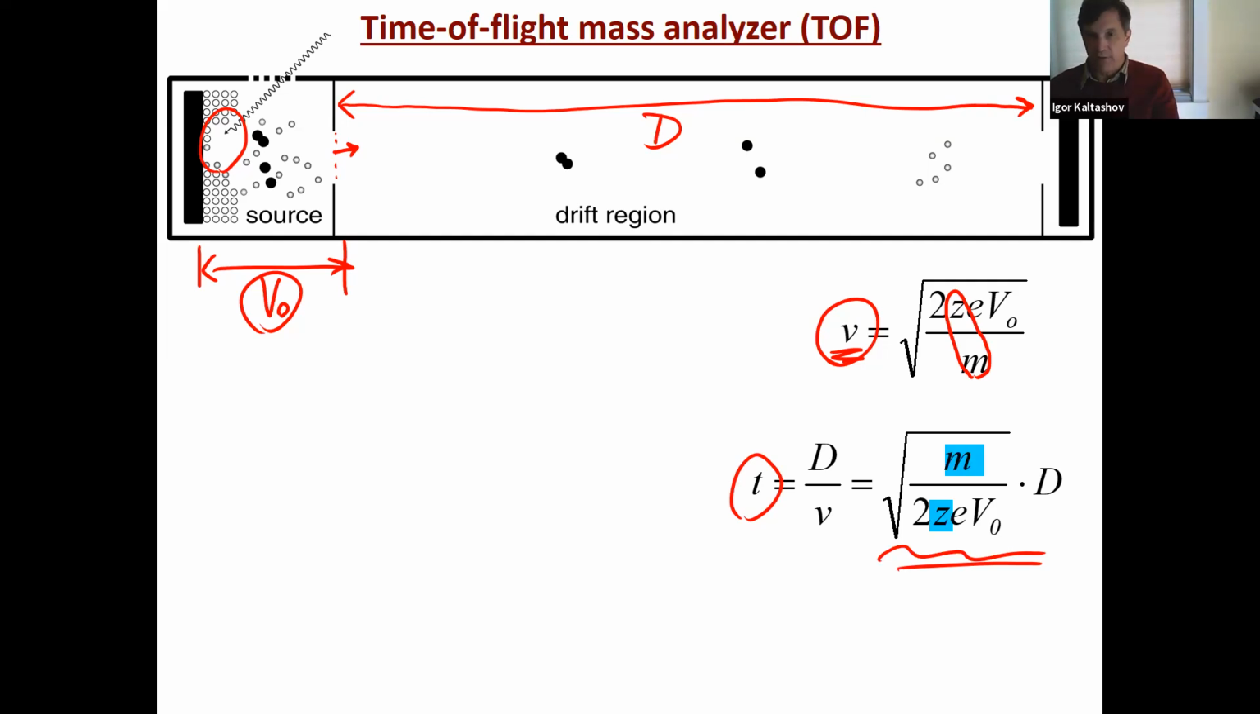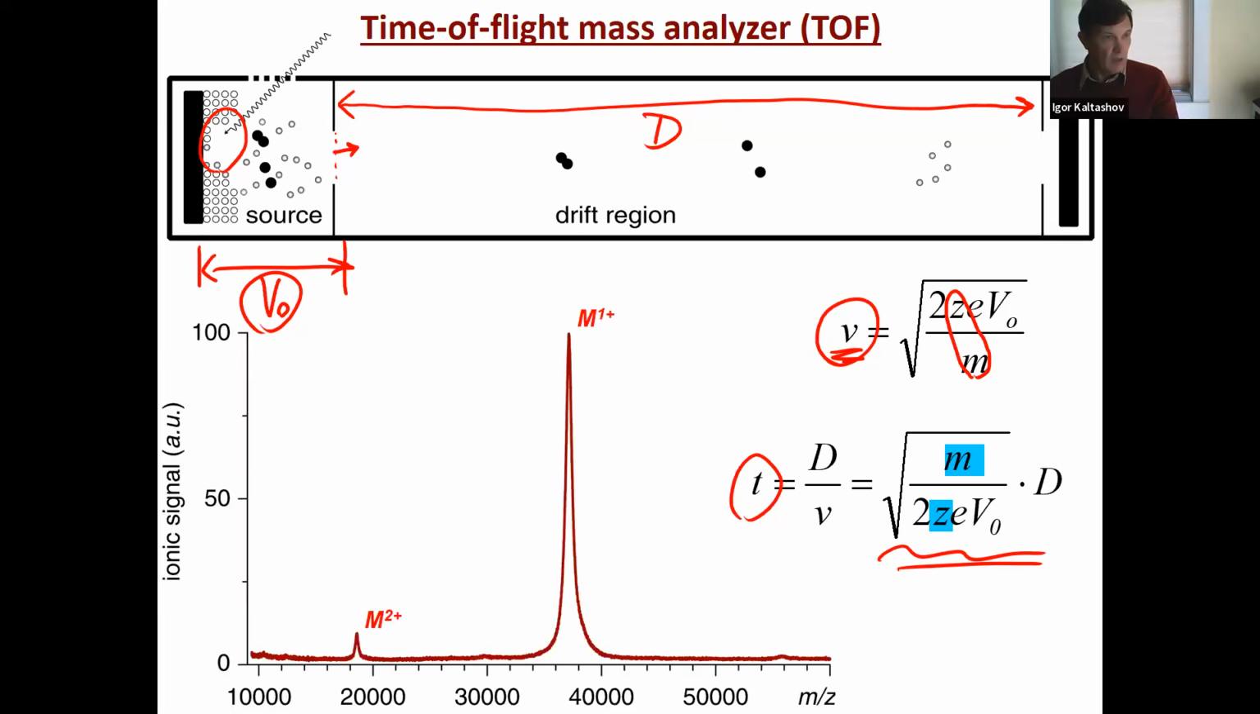One thing I want to emphasize again: the time of arrival for each group of ions will be determined uniquely by their mass to charge ratio. And so it means that we have the ability to separate ions based on their mass to charge ratios. And you've seen the spectrum already when we discussed modeling. So this is how it is produced.